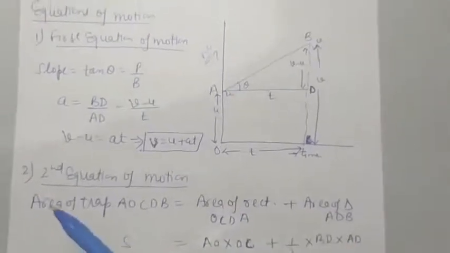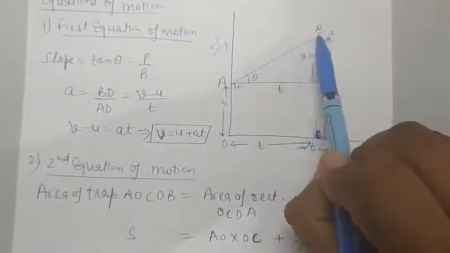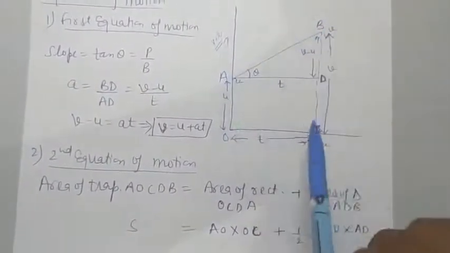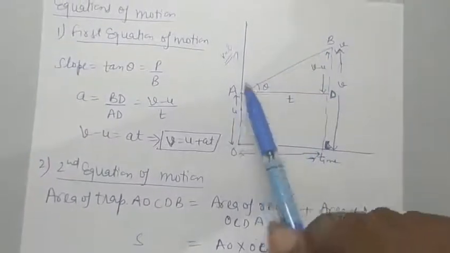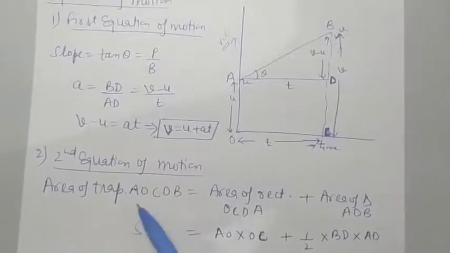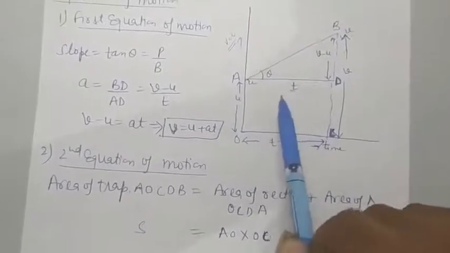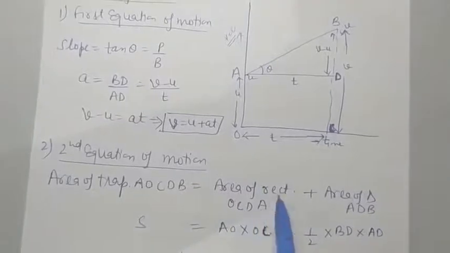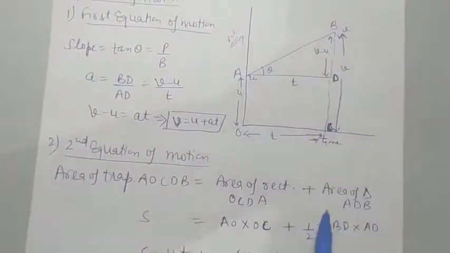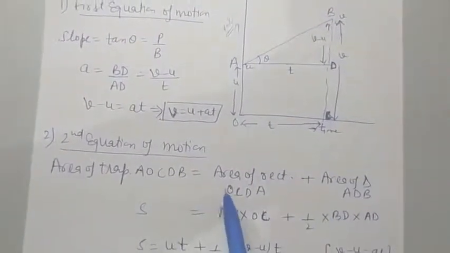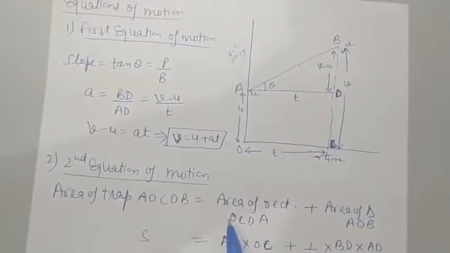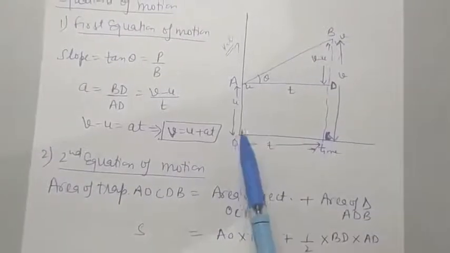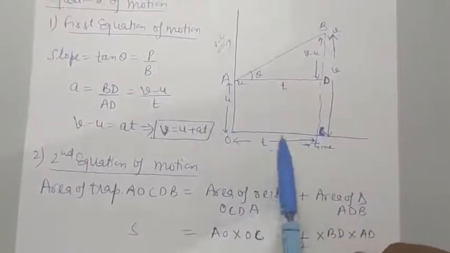Now, for the second equation of motion, we will take this complete trapezium ABCO. The area of this trapezium will give the displacement. Area of trapezium is equal to area of this rectangle plus area of triangle: area of rectangle OCDA and area of triangle ADB. Area of rectangle is length into breadth and area of triangle is 1 by 2 base into height. So area of rectangle will be AO into OC, length into breadth.